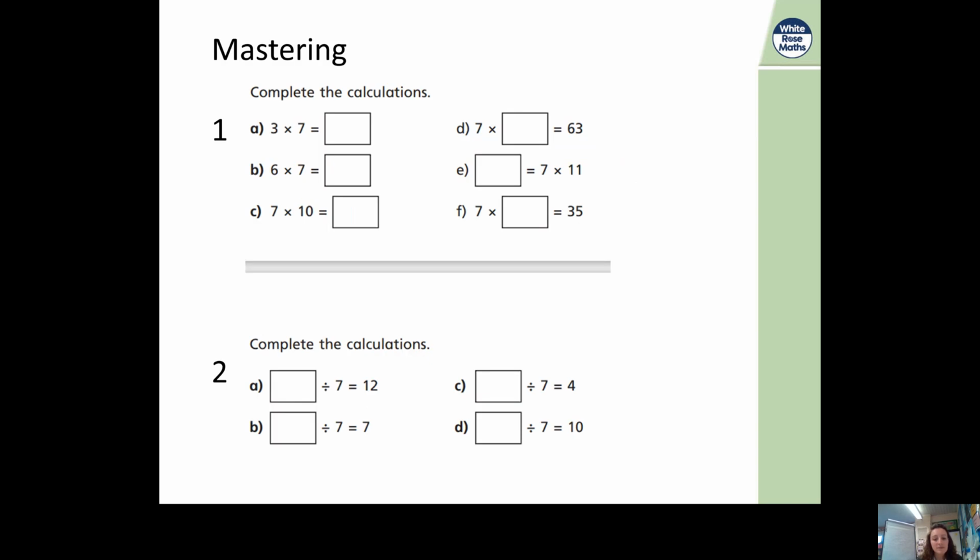Now, over to you. I'd like you to have a go at these mastering questions. So the first section is going to be multiplying and the second section is going to be dividing. Now, just like yesterday, if you're not quite sure, have a go at the practicing questions first and then move on to the mastering. But if you're feeling confident, have a go at the mastering questions and then move on to the deepening. When you've finished all of these questions, I'd like you to have a go at the apply to demonstrate questions, which are on the next slide. So pause the video until you're ready to move on.